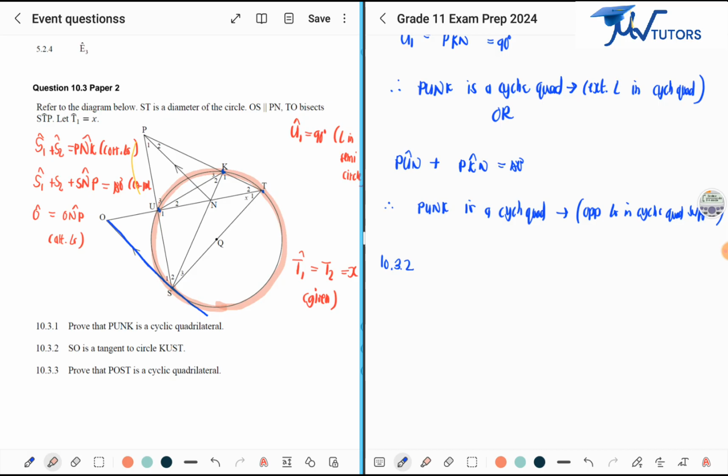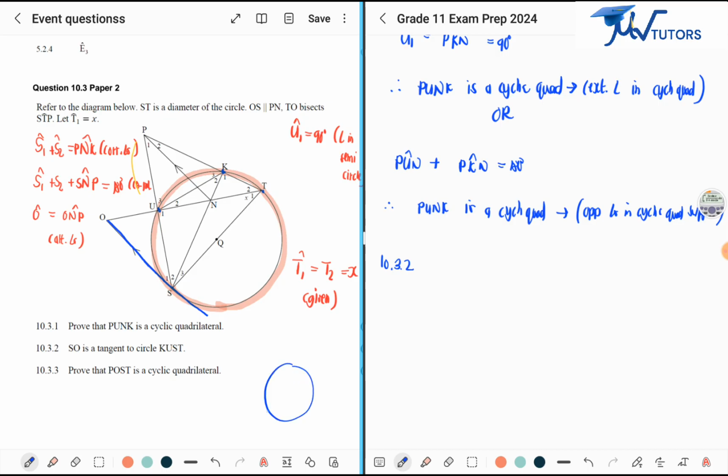So we need to what? Prove. Yeah, this question is incomplete. SO is a tangent to circle QST. Okay, so what? I guess we need to prove that SO is a tangent. Okay, we need to basically prove the tan chord theorem. So what does the tan chord theorem say?